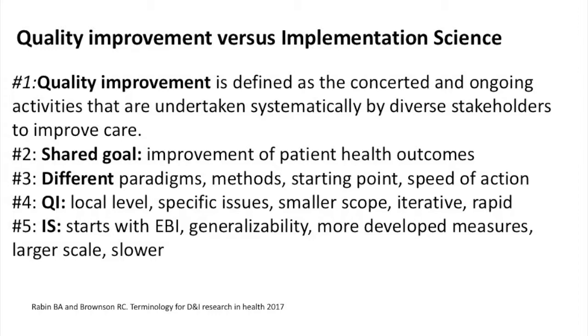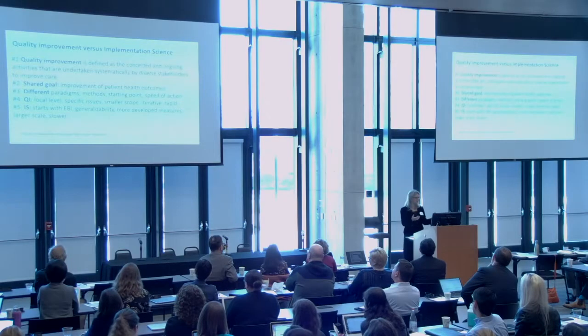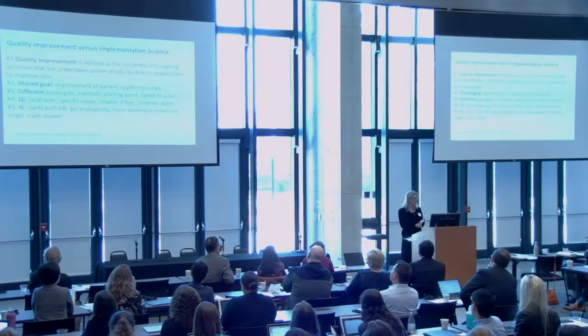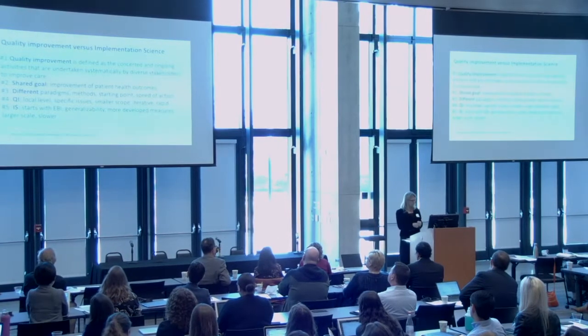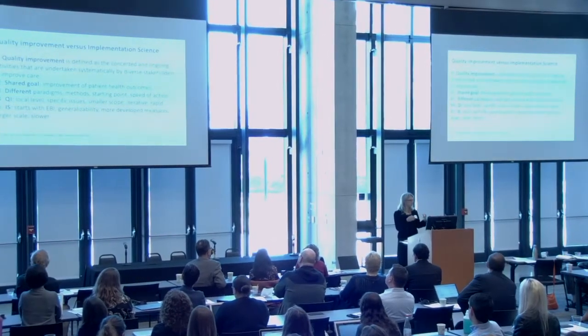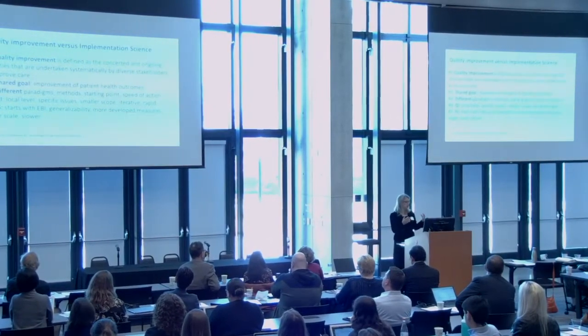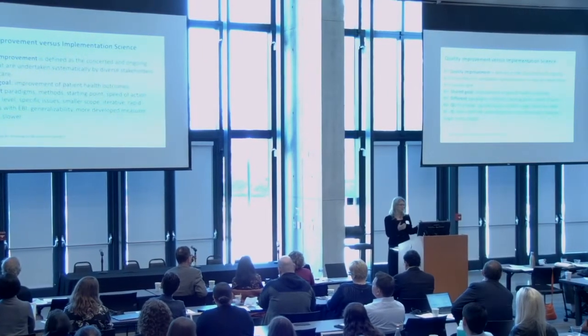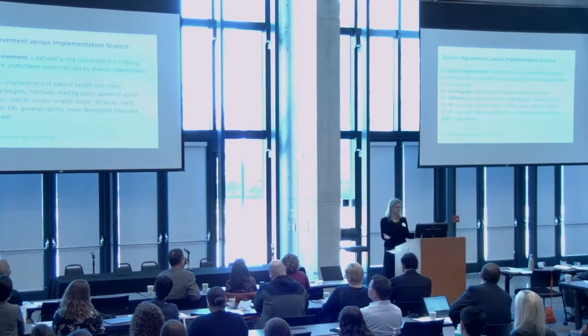And then it's what is, I think, more exciting and important, it's iterative and rapid, which goes back to the pragmatic nature of it. Implementation science often starts with the evidence-based intervention, which, as Russ talked about, is controversial when we can call it evidence-based intervention. It is concerned with generalizability, which QI perhaps not initially. And there are perhaps more developed measures and larger scale. It is also much slower. And for that reason, often not feasible in the context of real world.